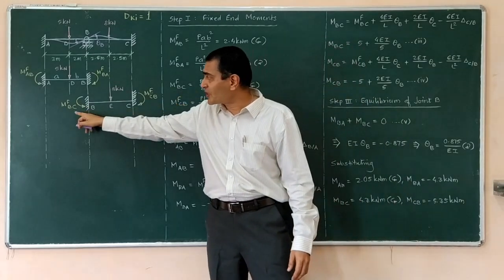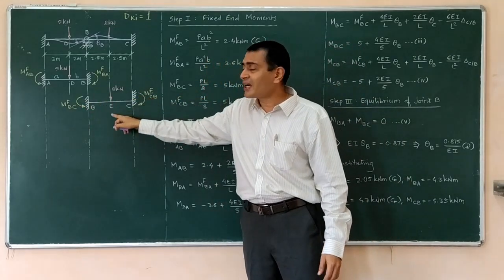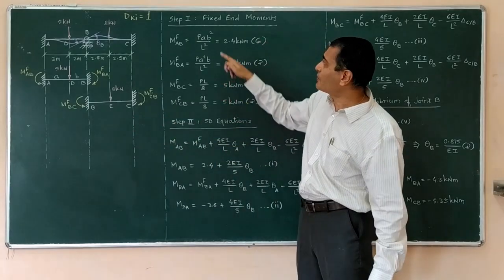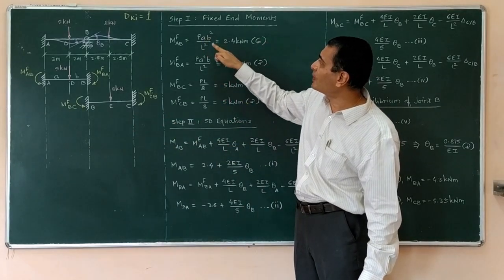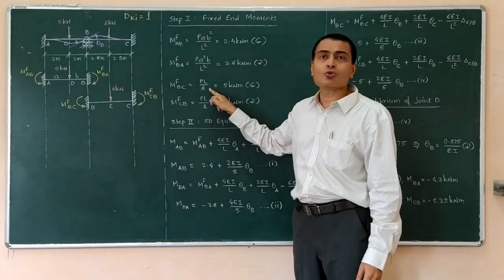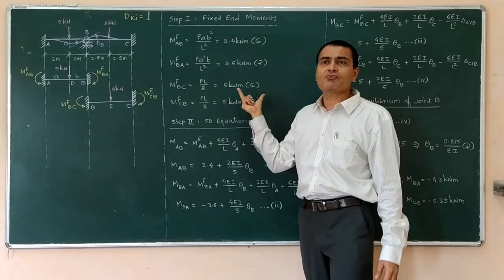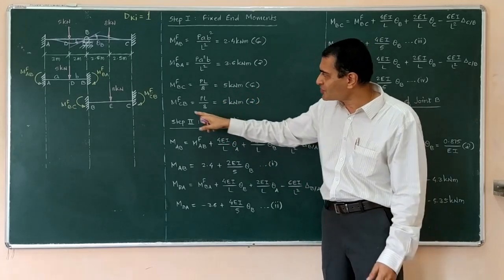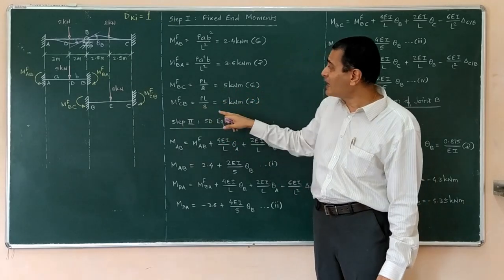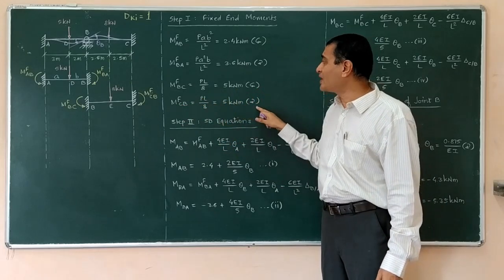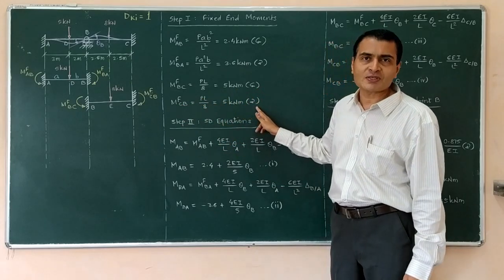MFBC, that is this fixed end moment. Since the load is at mid span exactly, if I substitute here L by 2, then this expression reduces to PL by 8. Another standard result, I am getting 5 kilonewton meter anticlockwise. MFCB, again PL by 8, I am getting 5 kilonewton meter clockwise.